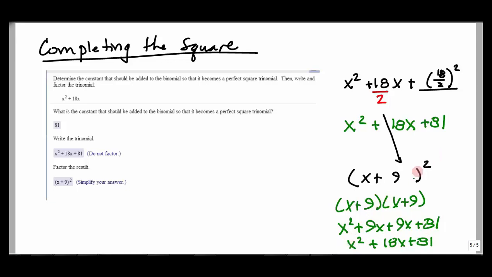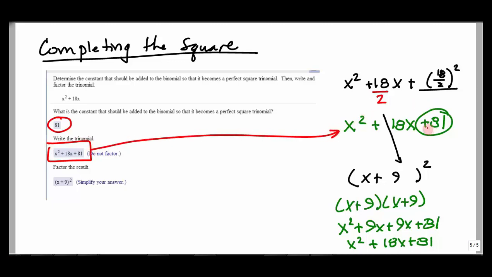So what I did is I found the perfect value to add to this to make it a perfect square binomial. So this first says, what is the constant that should be added? This is the constant that should be added. So that's where we get the value for 81. We take half of the linear term and square it. Write the trinomial. That's when we include the other terms as well. And then factor the result straight from here.